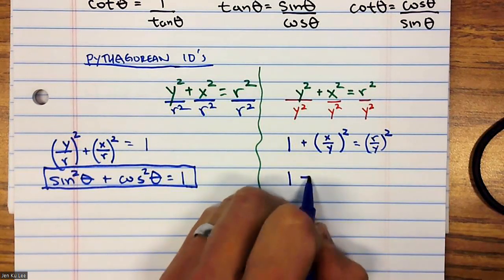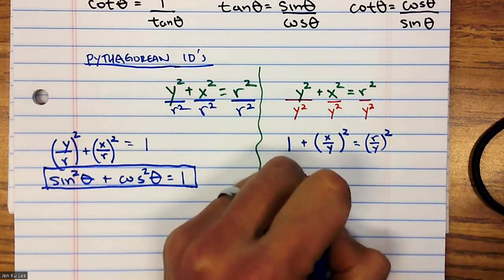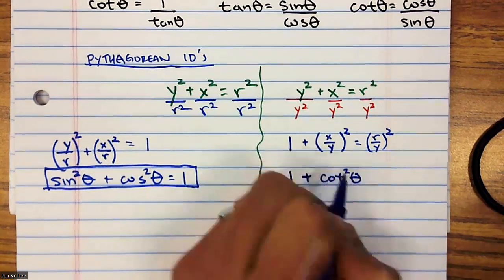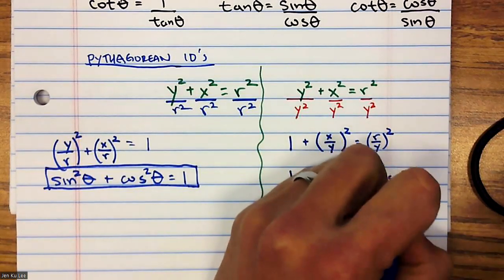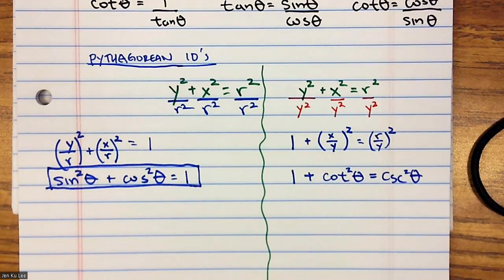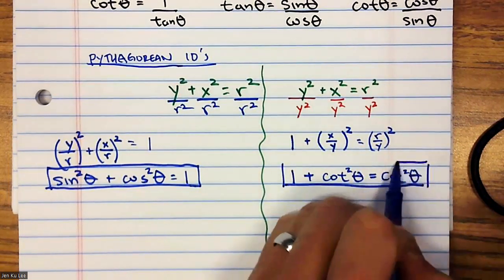So this is 1 plus, what's x over y? Cotangent, right? Cotangent squared theta equals, what's r over y? It is hypotenuse over opposite. Do you guys want to think of it that way? Cosecant. Okay? That makes sense? So this is my second Pythagorean identity.